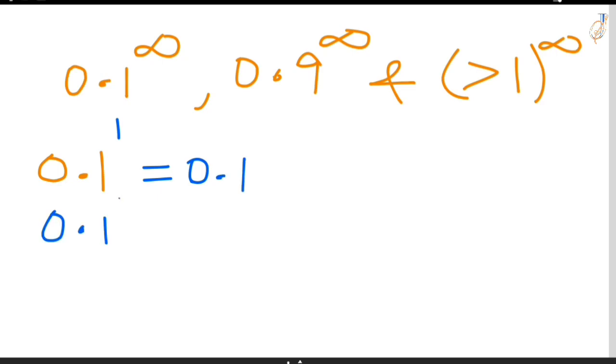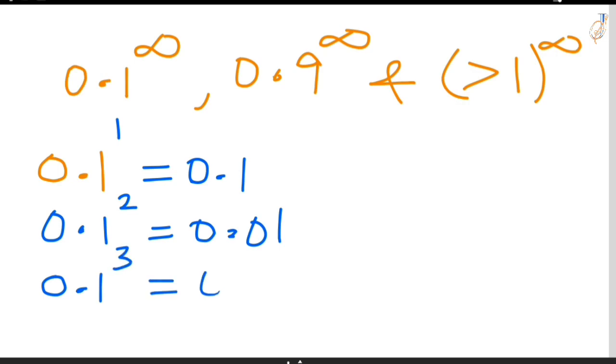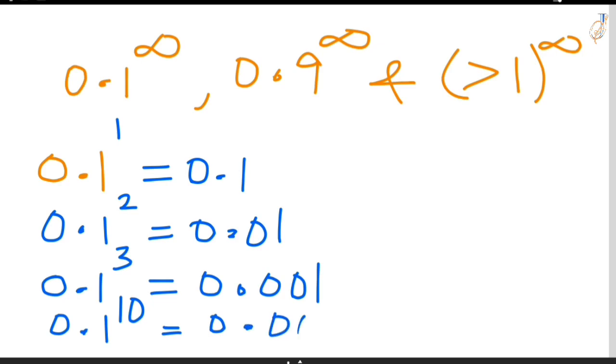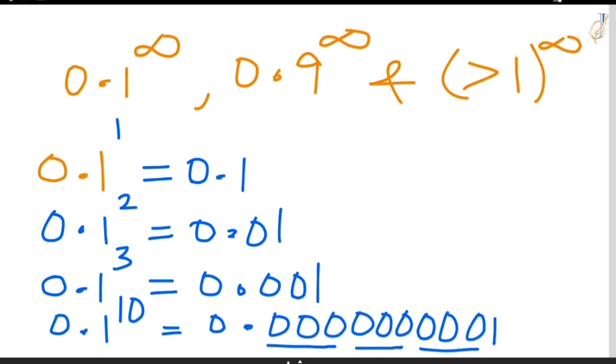0.1 raised to the power of 2, the result is 0.01. 0.1 raised to the power of 3, the result is 0.001 and so on. If you do 0.1 raised to the power of 10, the value is 0.0000000001. As you can see, the value gets smaller and smaller and approaches 0.